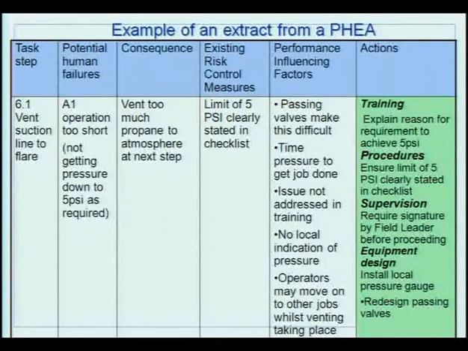This is the sort of thing that comes out from a predictive human error analysis. So for a particular task step, vent the suction line to flare, which we looked at earlier, a potential failure mode is operation too short. In other words, not getting the pressure down to 5 psi as required. The consequence would be that we vent too much propane to atmosphere at the next step. The existing risk control measure is that there is a limit of 5 psi clearly stated in a checklist.